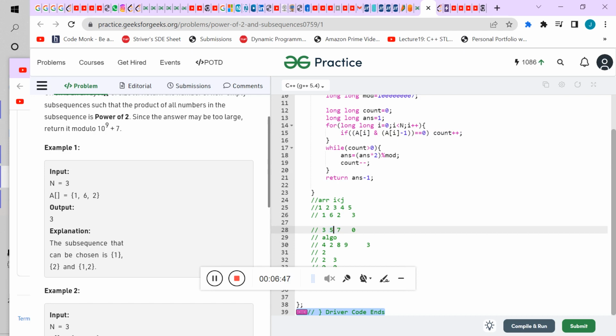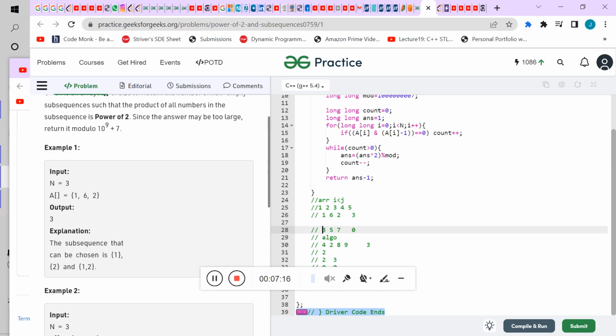Let me just tell you, I will take 3 and 5. The product is 15. It does not satisfy the condition. I will take 5 and 7. It is 35. It does not satisfy the condition. I will take 3 and 7. That is 21. It does not satisfy the condition. If I take all three, this is 35 into 3, 105. That also does not satisfy the condition. And 3 and 5, I take 15. It does not satisfy the condition.